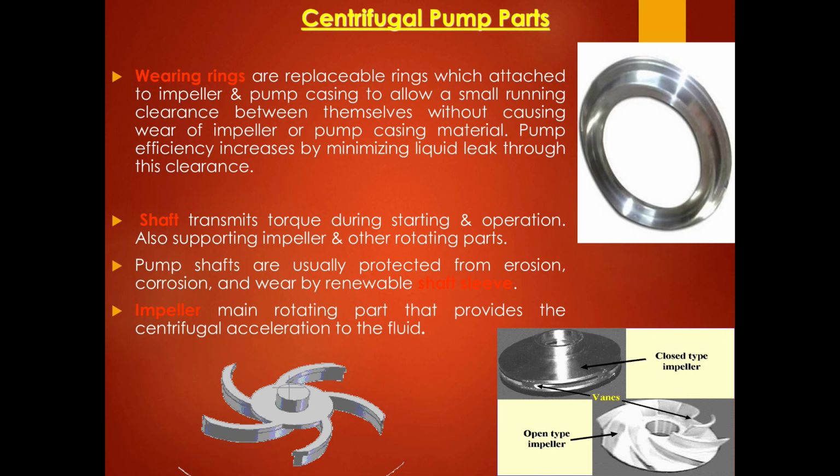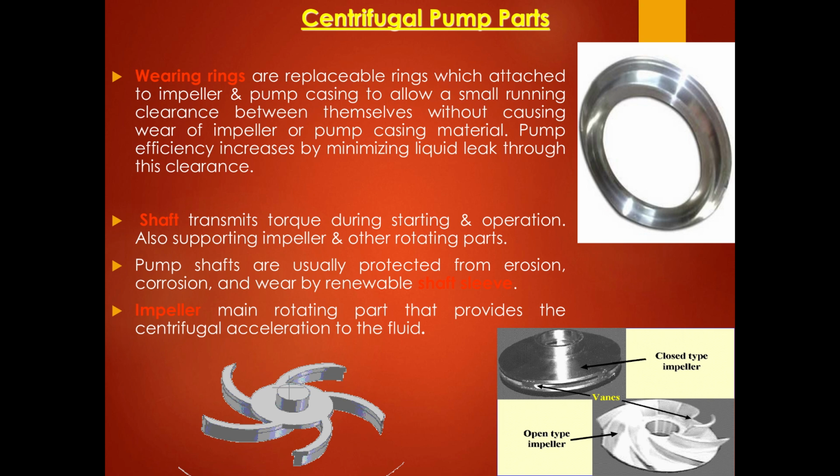Centrifugal pump parts. Wearing rings are replaceable rings which attach to the impeller and pump casing to allow a small running clearance between themselves without causing wear of the impeller or pump casing material. Pump efficiency increases by minimizing liquid leak through this clearance. The shaft transmits torque during starting and operation, also supporting the impeller and other rotating parts. Pump shafts are usually protected from erosion, corrosion, and wear by a renewable shaft sleeve.